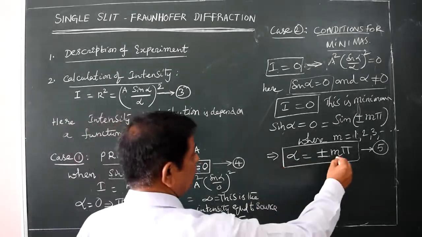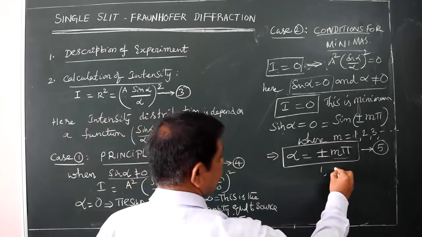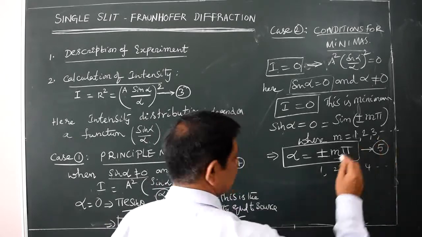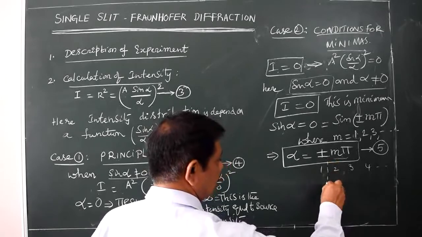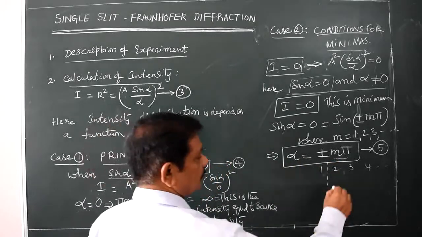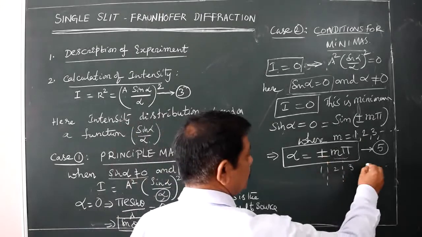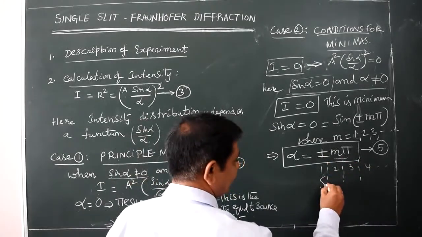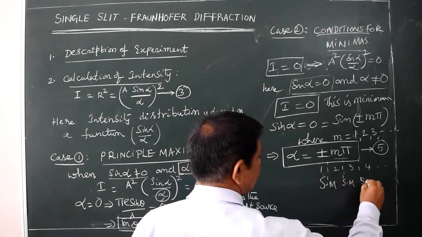Now, there are so many minimas. So, first minima, second minima, third minima, fourth minima, like that. Between the first minima and second minima, there is one maxima. Between the second and third minima, there is one more maxima. Between the third and fourth minima, there is one more maxima. These maximas are called secondary maximas.